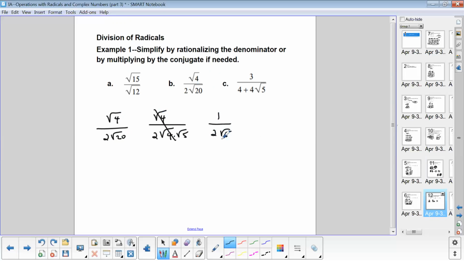Well, I still need to rationalize it because I have a radical in the denominator. So I would multiply both numerator and denominator, that's the rationalizing piece, by the radical. So you have square root of 5 here, so it'll be square root of 5 in the numerator, square root of 5 in the denominator. So 1 times square root of 5 is square root of 5. What's the square root of 5 times the square root of 5? Well, that's the square root of 25, or 5, and 5 times 2 is 10.